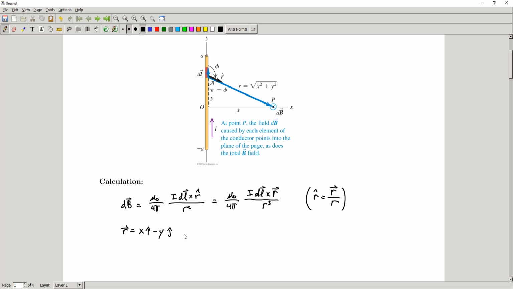Okay, we're going to be integrating over this dl, but what is dl? dl is really dy j hat, right? We have our dl segments, and our I is pointing upwards. So we really want our j pointing upwards. So it's actually a j, not a minus j.